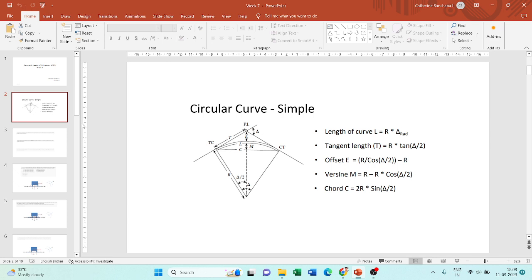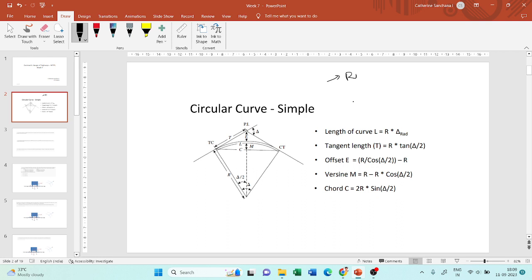As we saw, we have come to the design of horizontal curves. And what are the elements of horizontal curves that need to be designed? One is the radius, one is the super elevation, and one is extra widening. So these three need to be fixed.